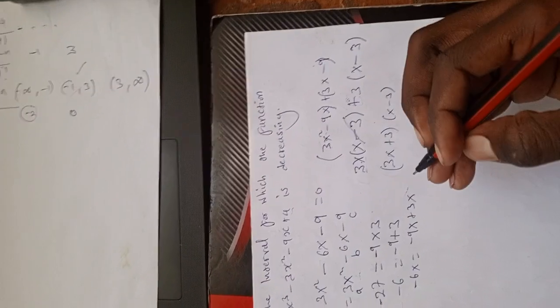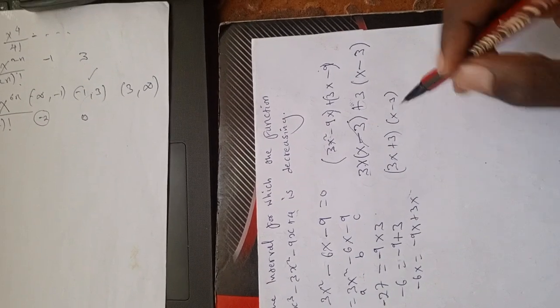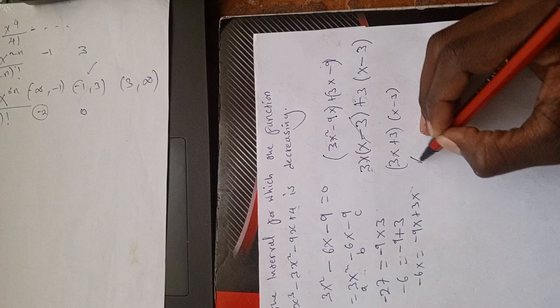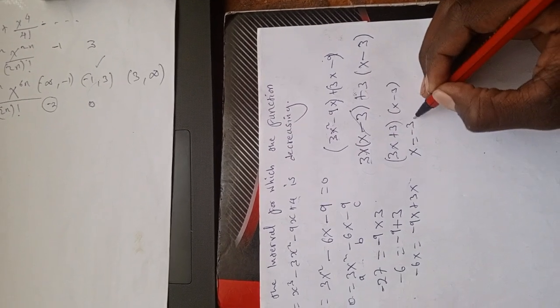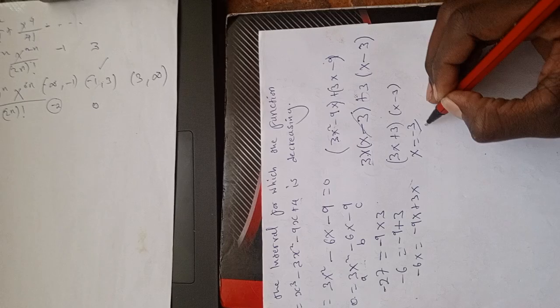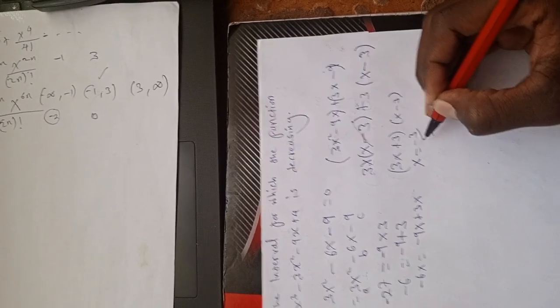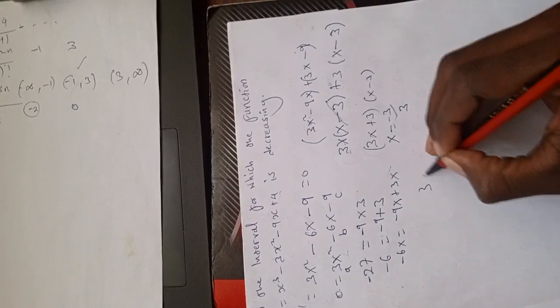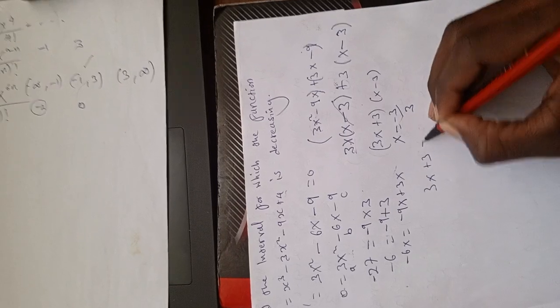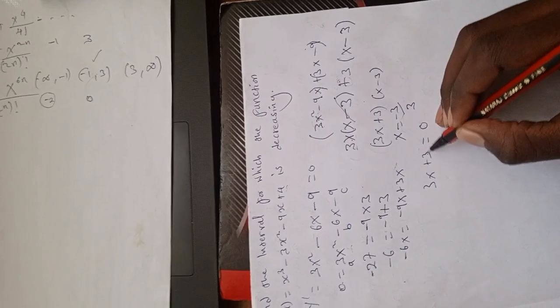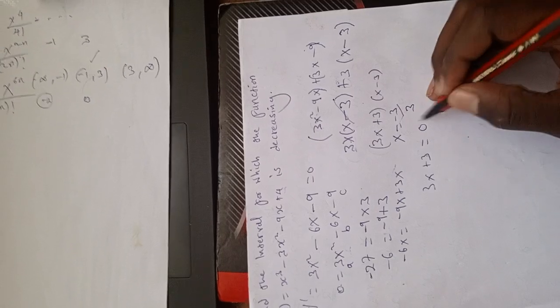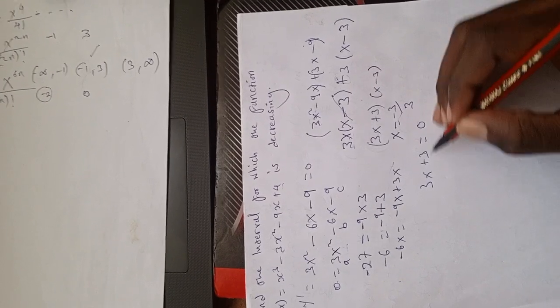Now, we have to make x the subject in both scenarios. So here, for this bracket, x is equal to negative 3 divided by 3. What I've just done is I've taken 3x plus 3 and equated it to 0. So this 3 is going to be subtracted from both sides. It's going to be here. So it's going to be negative 3.